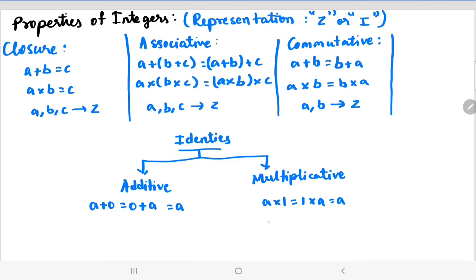Coming to multiplicative identity, let us take here also A is equal to 4. Then 4 into 1 is equal to 1 into 4. 4 ones are 4. So it states that this property, multiplicative identity under integers, states that when any integer is multiplied with 1, then the answer is the integer itself.